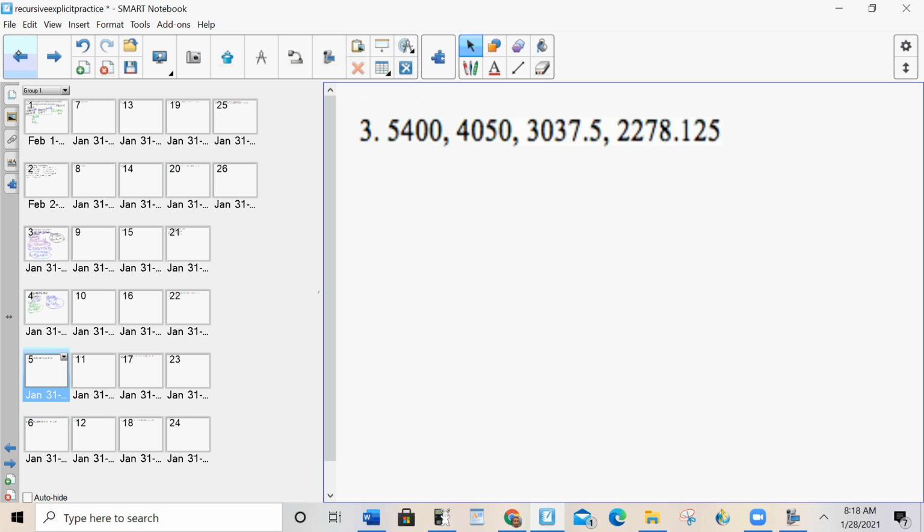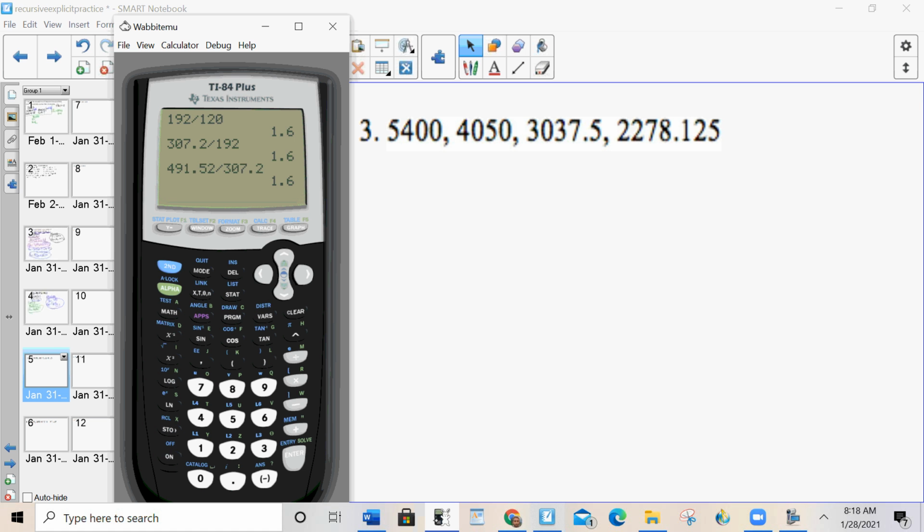All right, now that you tried 3 and 4 on your own, I will go over them. Is this arithmetic or geometric? I don't know. So I'm going to subtract, subtract, subtract, divide, divide, divide, see which one gives me the same amount. 4050 minus 5400, 37.5 minus 4050. I can already see that they're not giving me the same amount. So no, this is not arithmetic. So now I'm going to divide, divide, divide.